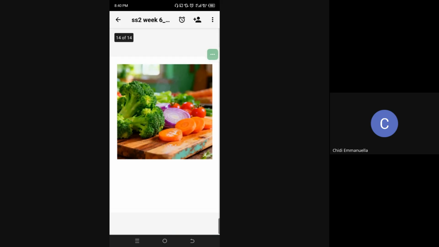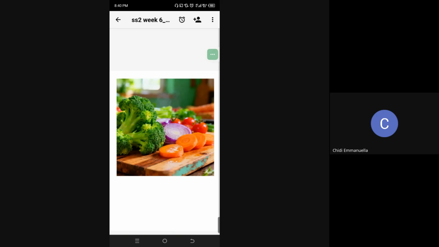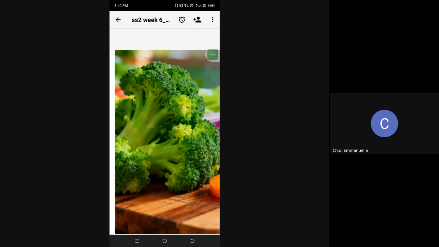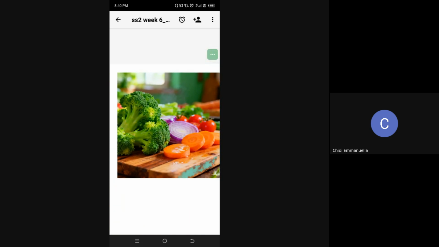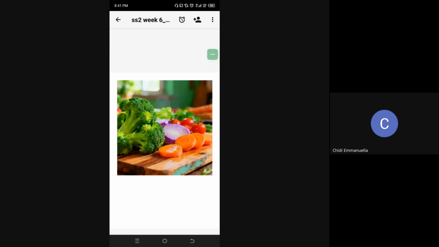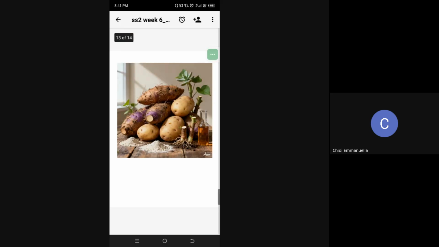Yum yum. Have you ever eaten this one before? They call it spinach. Have you eaten this green one before? Wow, it's very interesting. It's sweet too. You mix it with rice. Oh my gosh, it's very, very delicious.